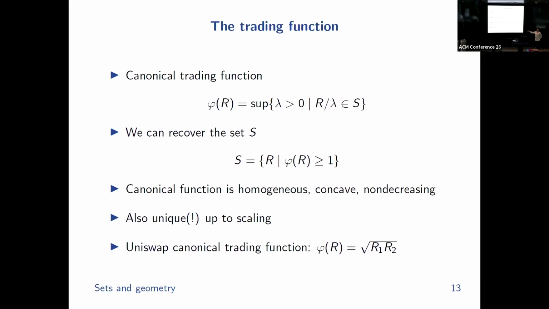And so, of course, we could say, okay, we have the trading set for Uniswap. What is this canonical trading function? You just write out the conditions to get the square root of R1 R2. It's easily seen to be homogeneous: if you multiply R1 and R2 by some factor, it pulls out. Concave, because it's just a geometric mean, and it's non-decreasing. So this thing is canonical.